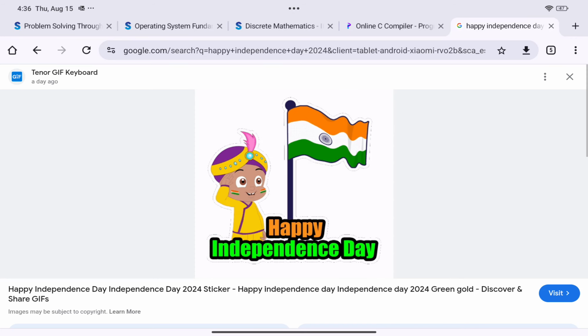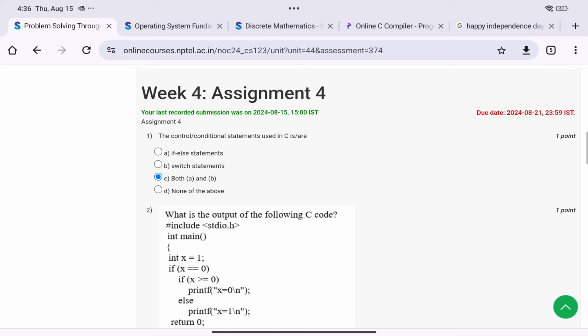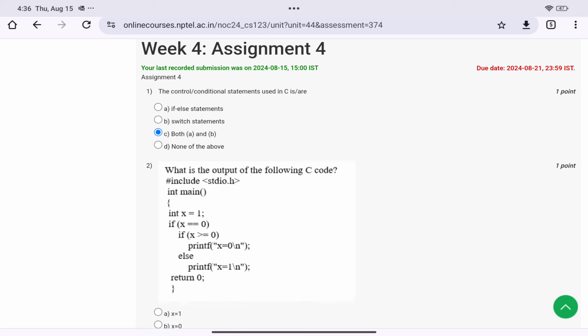Today, again, we will solve some assignments for the operating system, C programming, and discrete mathematics. So at first, we will come to this C programming. The first question they have asked is about control and conditional statements in C. The answer is both, because if and else as well as switch are both conditional statements.